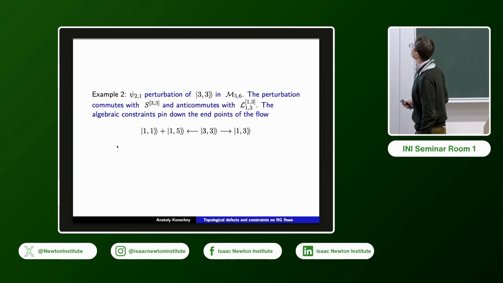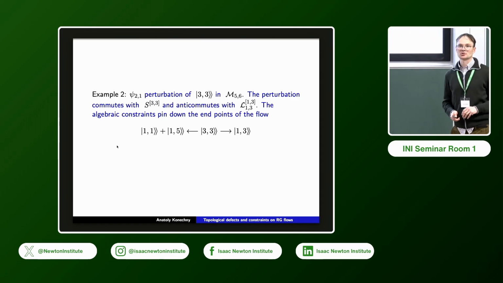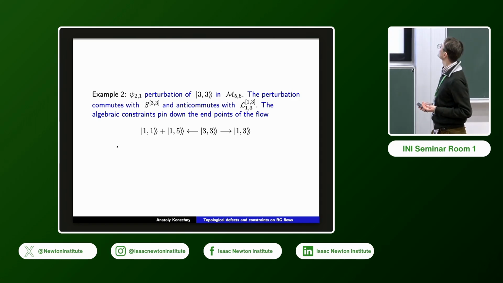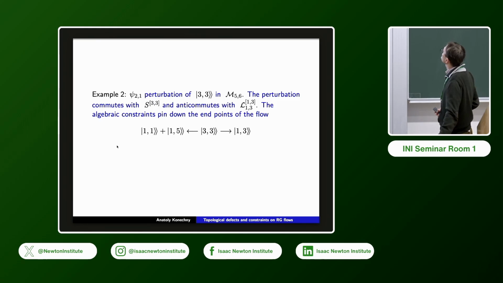So here there are some particular examples when this matching of your UV algebra and the infrared algebra is strong enough to pin down the endpoints uniquely. So here's one example. This is a psi 2-1 perturbation. I think it's the same 3-3 and 5-6.